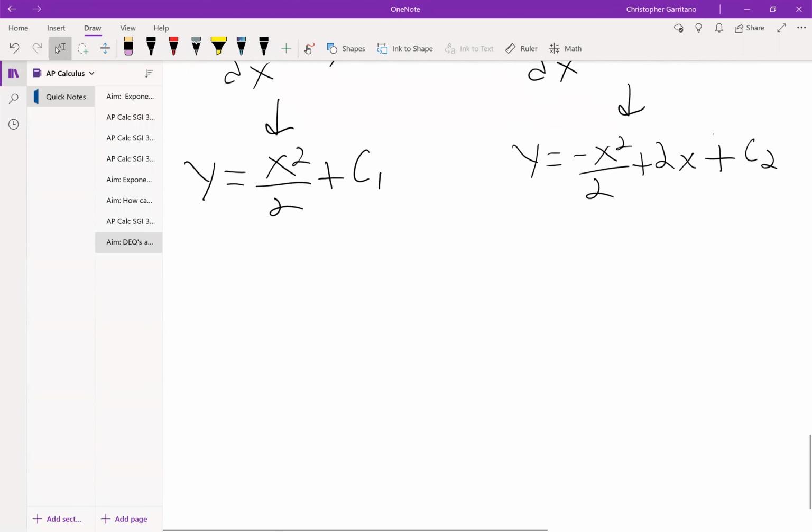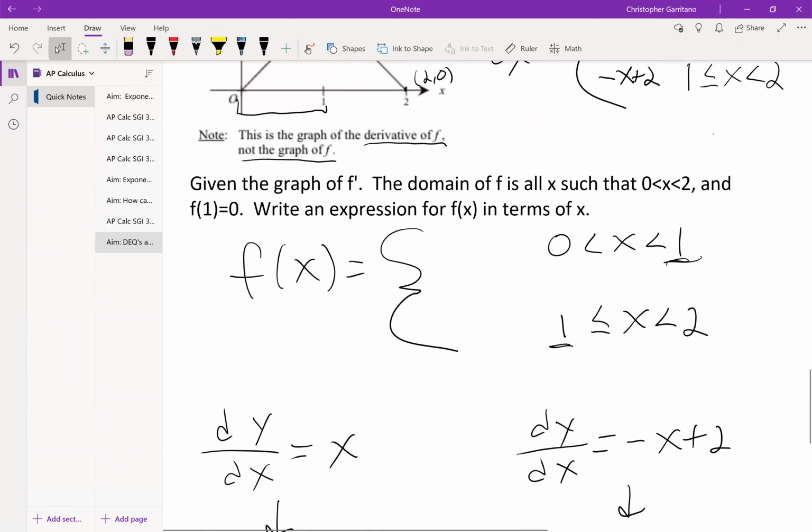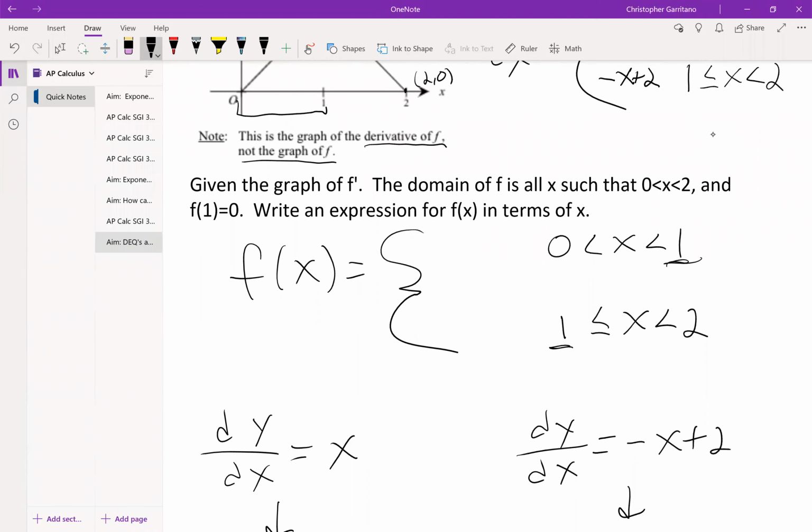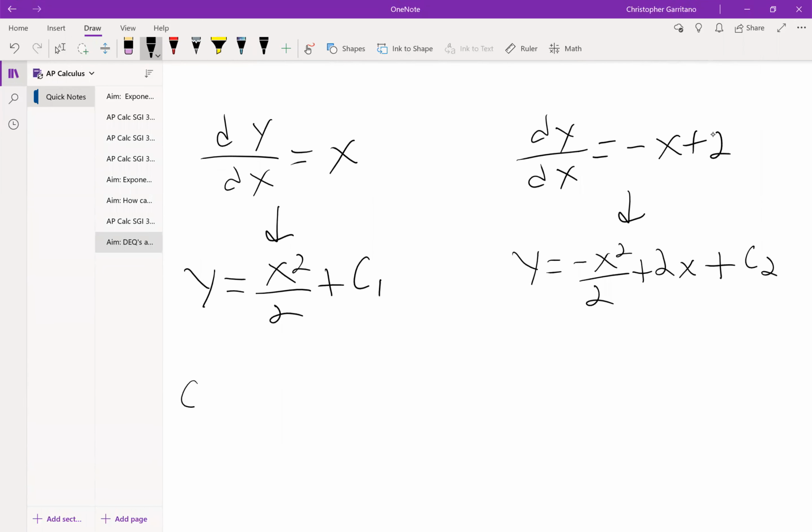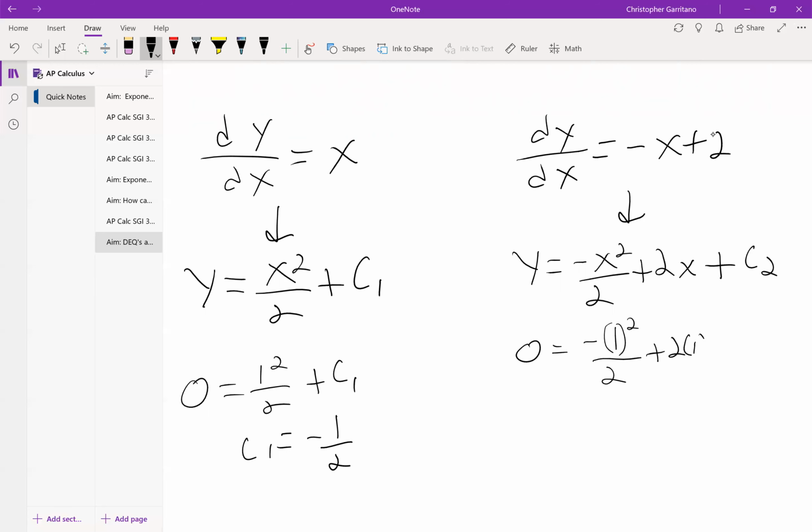So I'm going to plug in our initial condition, f of 1 equals 0. So 0 is equal to 1 squared over 2 plus c1. This tells us that c1 is equal to negative 1/2. Similarly, 0 is equal to negative quantity 1 squared over 2 plus 2 times 1 plus c2. And this tells us that c2 is equal to negative 3/2.